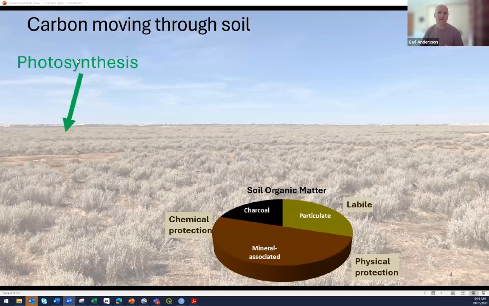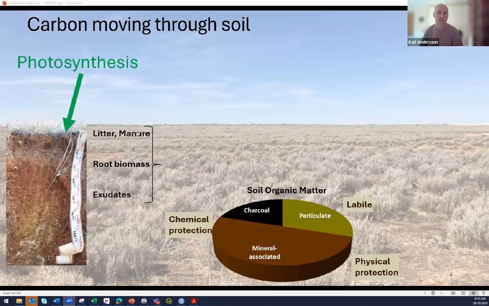How it gets in there in the first place is, of course, through photosynthesis, through our plants. That goes in, gets cycled, might end up as manures, litter, root biomass, and these important exudates from the roots into the soil. The bugs, as I said, they cycle it, turning into organic matter. Most of what they consume, they respire back to the atmosphere.